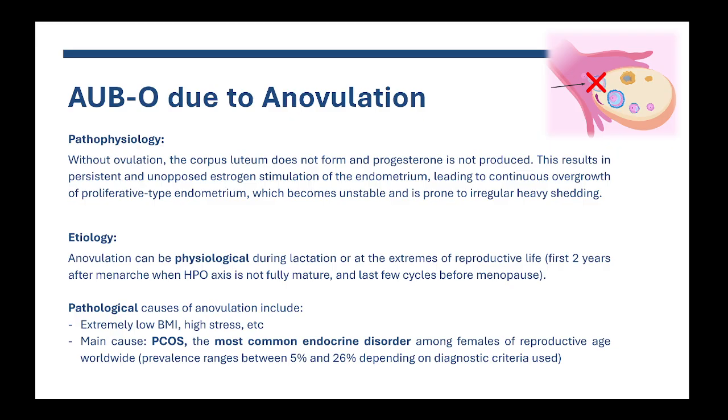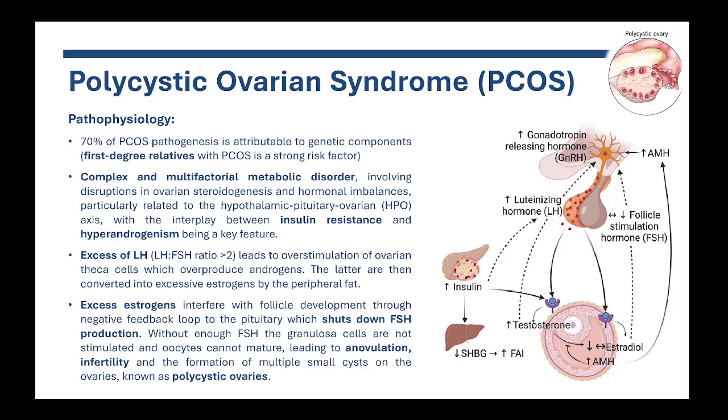And finally, anovulation can be pathological. So, for example, women who have extremely low BMI, women with high stress, but the main cause of pathological anovulation is polycystic ovarian syndrome, which is the most common endocrine disorder amongst females of reproductive age worldwide. So the prevalence can range between 5 to 26%, depending on which criteria are used for diagnosis, but also because there are some regional variations. Given its importance, we'll spend some time talking about PCOS.